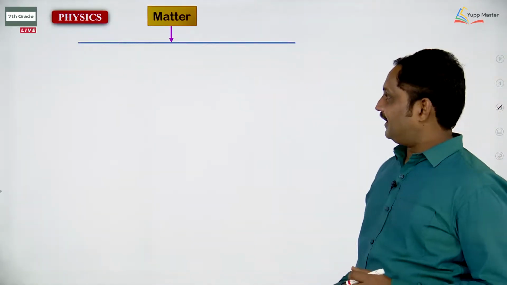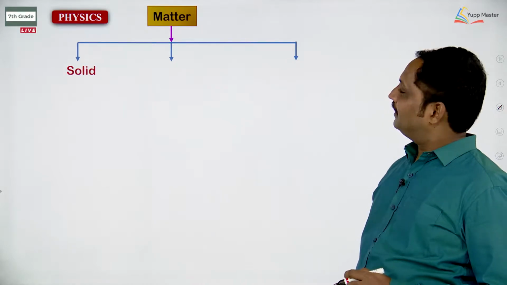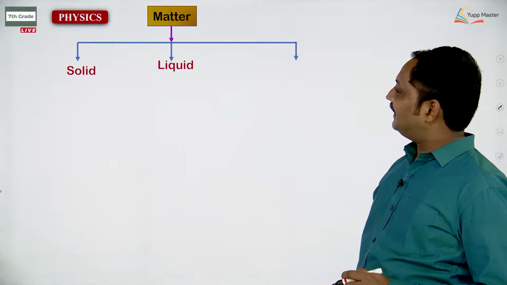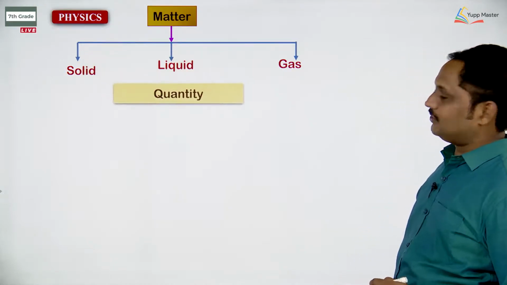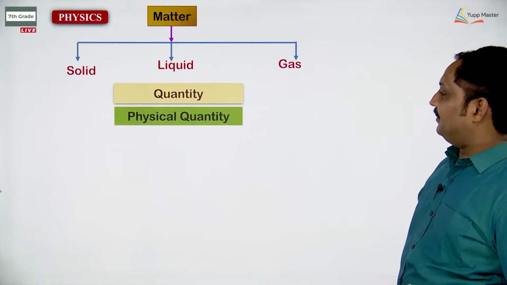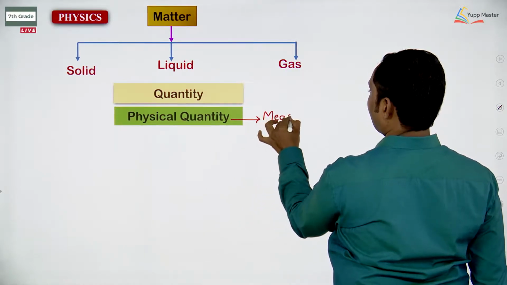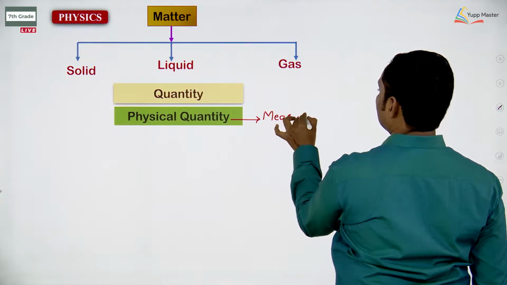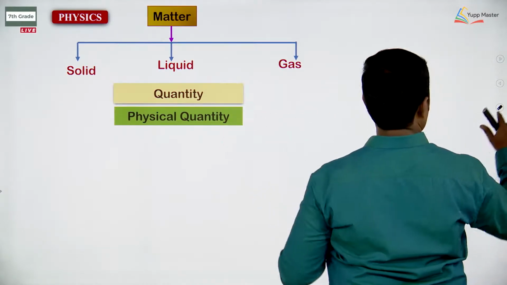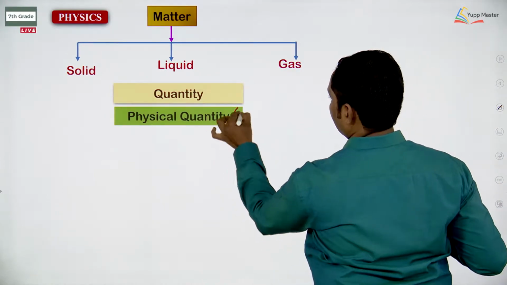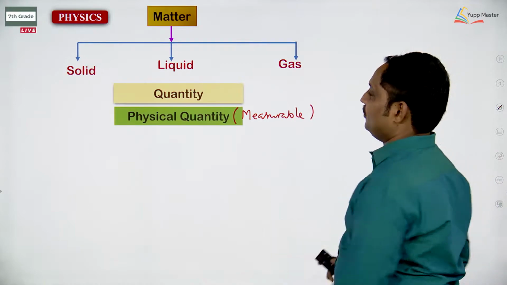Matter. Yes. What do you know about matter? We have seen solid, liquid, gas. Matter is going to have the form of solid, liquid and gas. You can get that quantity also, right? If you are going to get that physical quantity, it's a measurable quantity. Just you have to take that. It's measurable. Then only it is known as a physical quantity.